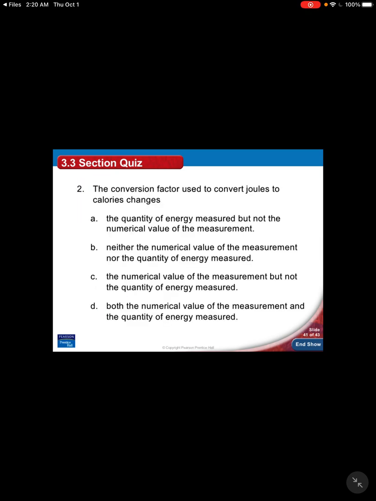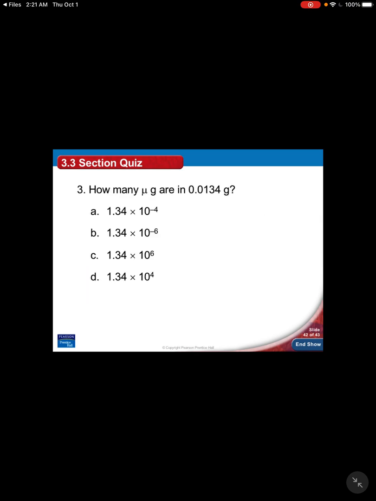When you do a conversion factor, and for example, we were converting joules to calories, the numerical value may change. It may be by a factor of 10, or in the case of joules, a factor of 4.184. But the actual quantity of our measurement doesn't change. We're just converting it and expressing it in different units. So the quantity does not change, okay?